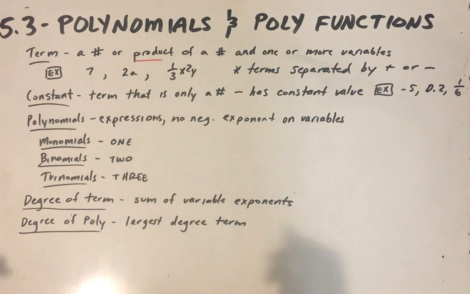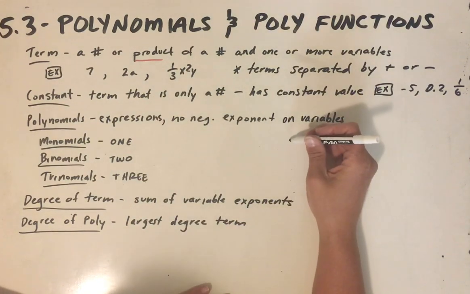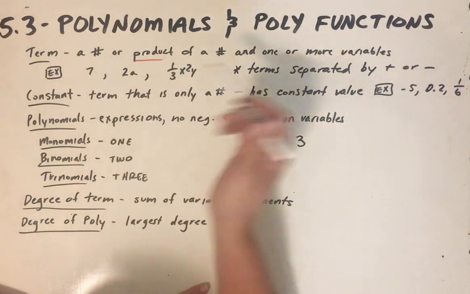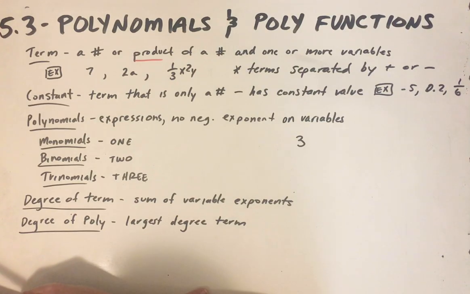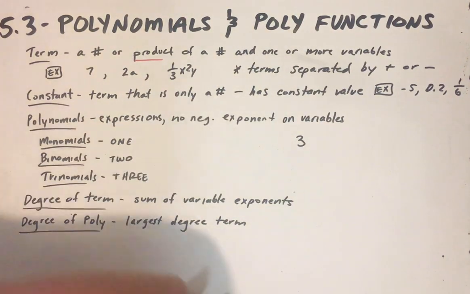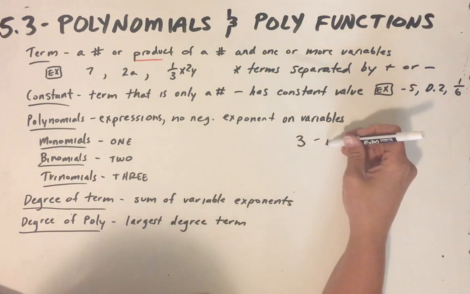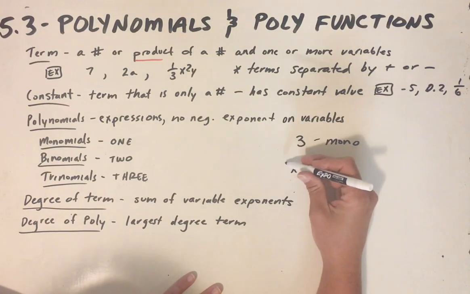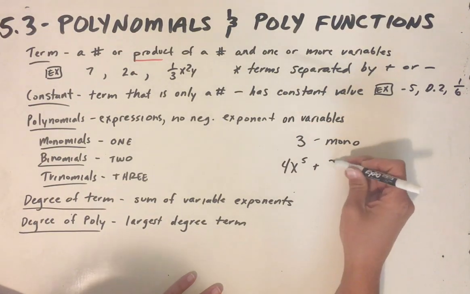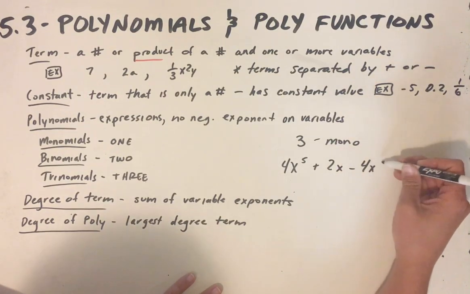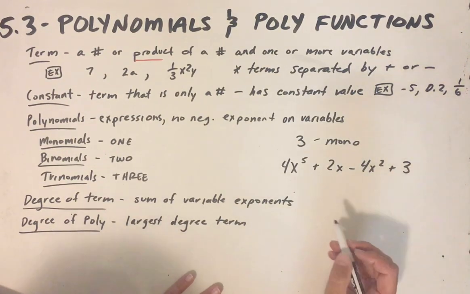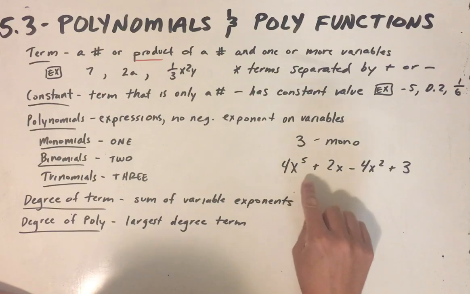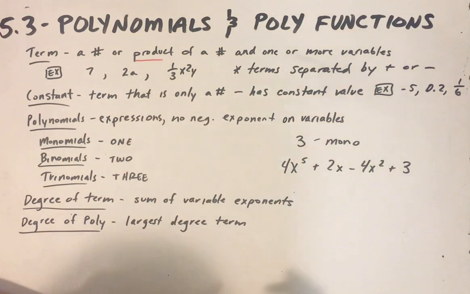So what type of polynomial? If I have the number 3, this is a polynomial because it's a term, and it is a monomial because it is a single term. Okay, but if I had, say, 4x to the 5th plus 2x minus 4x squared plus 3, then you'd say, well, is this a polynomial? Well, this is an expression that has no negative exponent on the variables and has multiple terms.